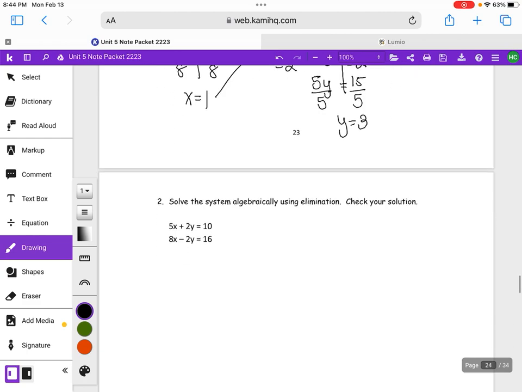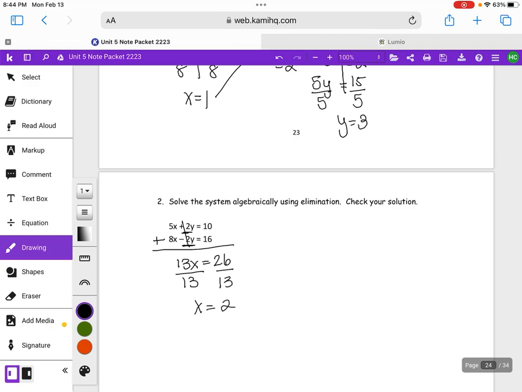Example number 2, solve the system algebraically using elimination. Again, they won't tell you this, but this is another obvious one. If you look here, you have a positive 2y and a negative 2y. We're going to add those together to get them to cancel. So add those two. 5x plus 8x is equal to 13x. The 2y's will end up canceling. That will be equal to 10 plus 16, which is 26. Divide by 13, divide by 13, x is equal to 2.